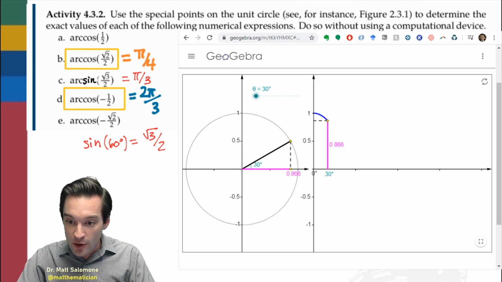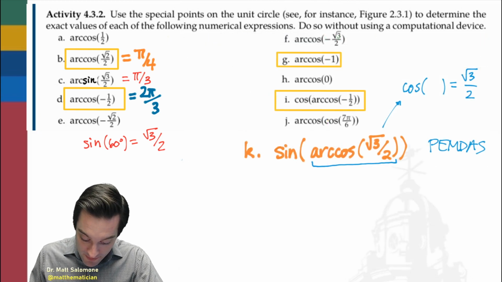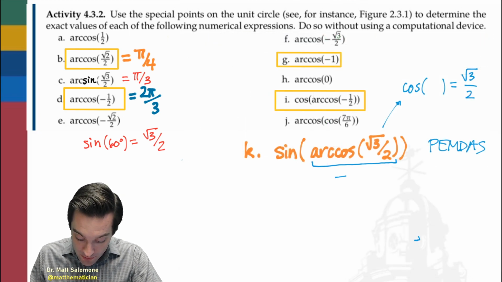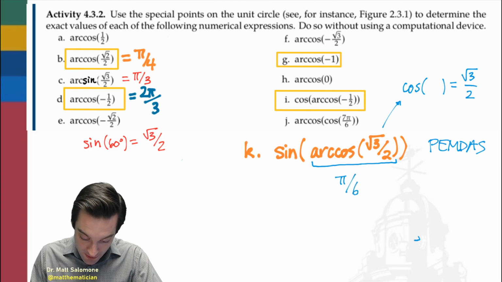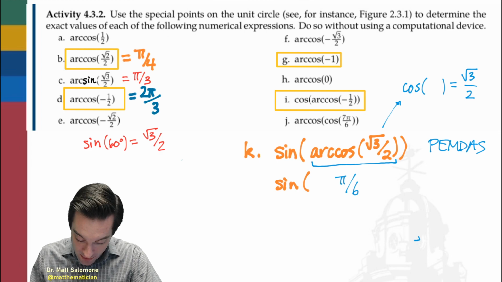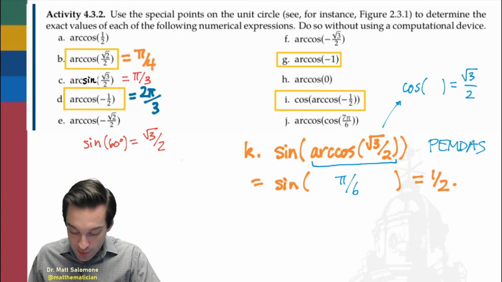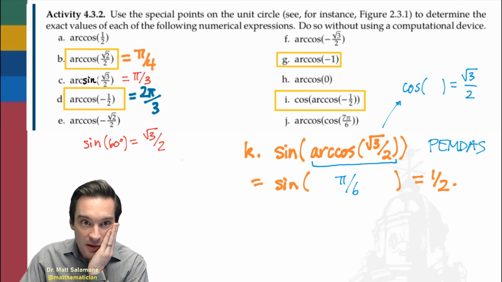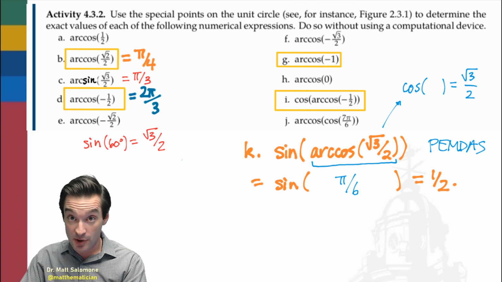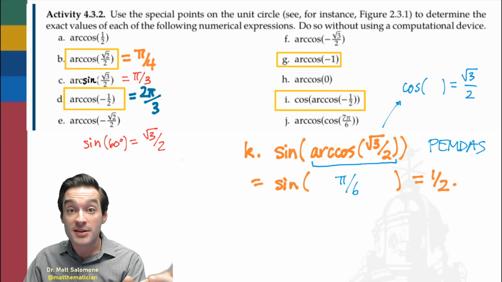So if we go back to where we were, we could replace the arc cosine of square root of 3 over 2 by pi over 6 radians. And then we would just be faced with the evaluation of the sine of pi over 6, and we know what the sine of pi over 6 is. It's 1/2. But I think that is a pretty unenlightening way to do this problem. I would rather do this problem in a slightly different way.